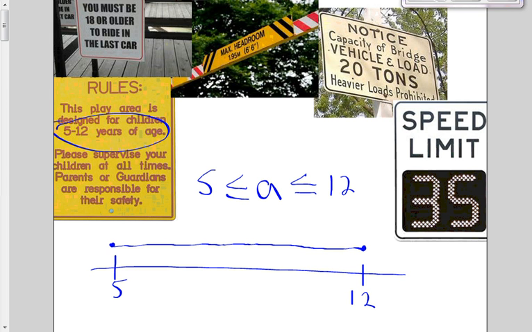and including 5. Now, arguably, you are 12 all the way till your 13th birthday. So this should actually extend all the way over here with an open circle. So the day of your 13th birthday, then the playground was not made for you.